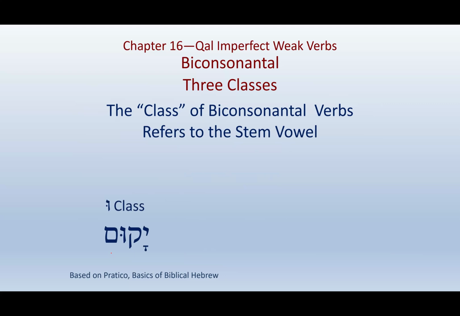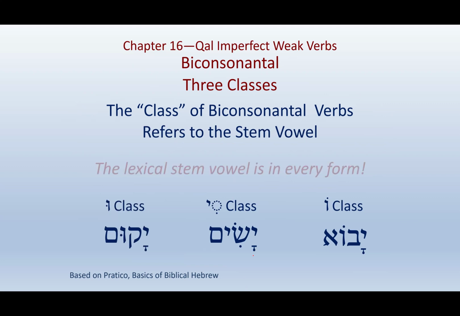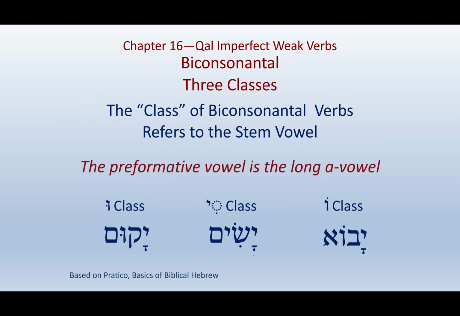That's a shureq class. We have the hireq yod class, yasim. So kum is to arise. Sim means to put. And then the holem vav class, yavo, he will come or he will enter. The class refers to the vowels. The lexical stem vowel is in every single form, so it just makes it easier to look it up. That's why this isn't a part of the reconstruction. The whole thing is already there for you. It didn't drop out. The preformative vowel is the long A vowel in all cases.